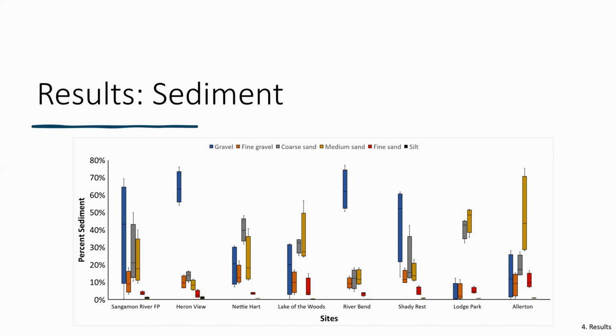And then for our sediment samples that we took, we basically shook them through a bunch of different sieves to sort out the different sizes of sediment that were at each site. And so some of the sites were dominated by gravel, which is the blue colored bar. And some of the sites were dominated by coarse and medium sand, which is the gray and yellow. And then some of the sites like Shady Rest in the Sangamon River Forest Preserve are a mix of sediments and don't have a dominant type. So that's really all to say that we didn't really find a pattern in upstream versus downstream sediment makeup.